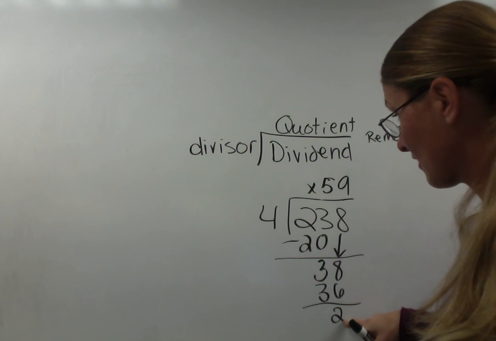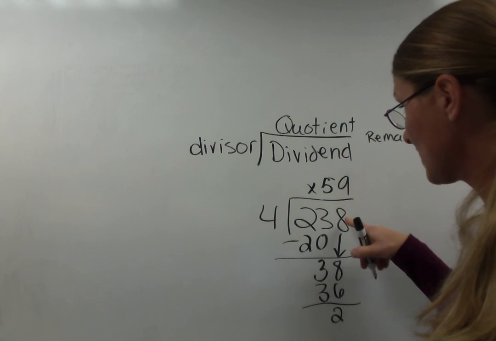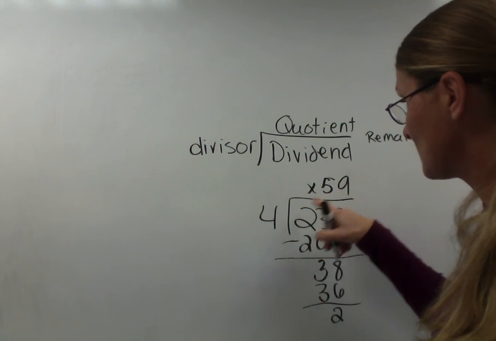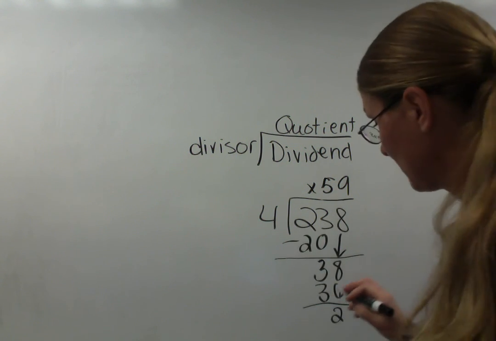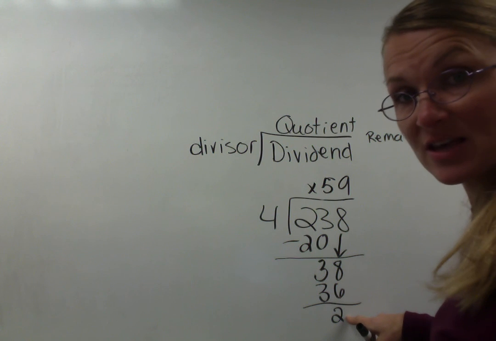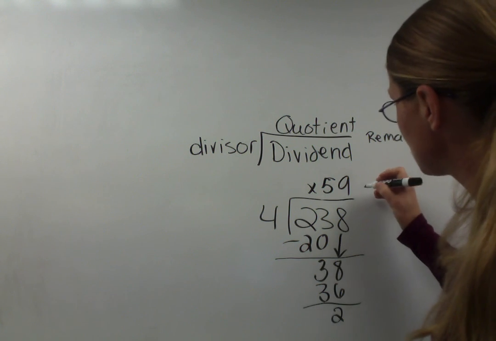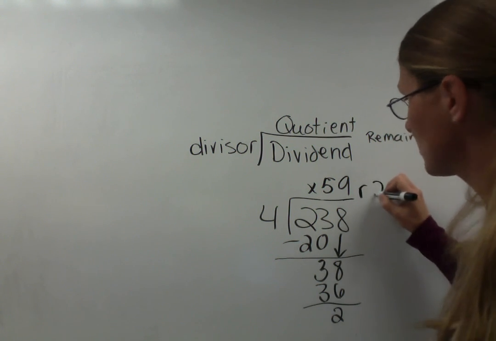This is my remainder. If I have 238 of something, I can make 59 groups of 4, or 4 groups of 59, however you want to talk about it. And I'm going to have 2 left over that I can't use evenly. So that is going to become my remainder. So I'm going to have a remainder of 2.